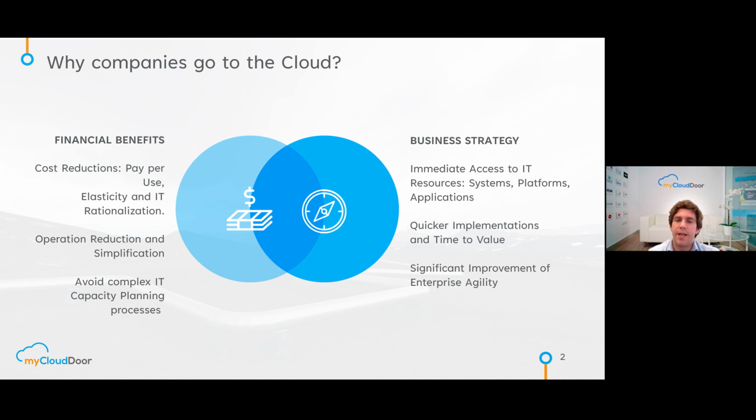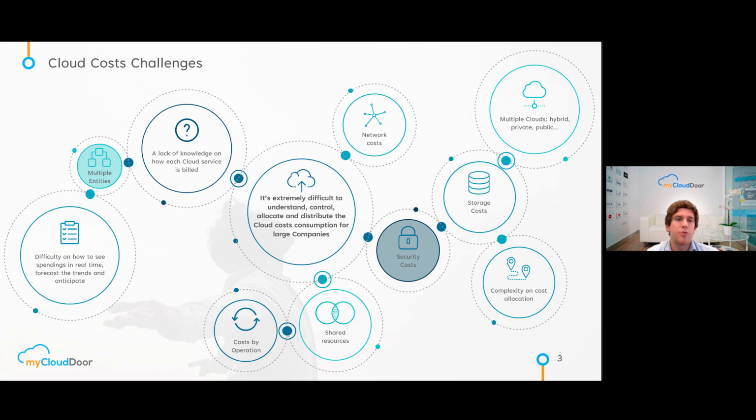Why is this happening? Mainly because managing the cost in the cloud has several challenges. First of all, it's extremely difficult to understand, control and allocate the cost because you have a lot of concepts, a lot of different resources. Maybe you are working in a multi-cloud environment and you are getting billed by storage, networking, computing, security. You have some shared resources which are difficult to control and to allocate.